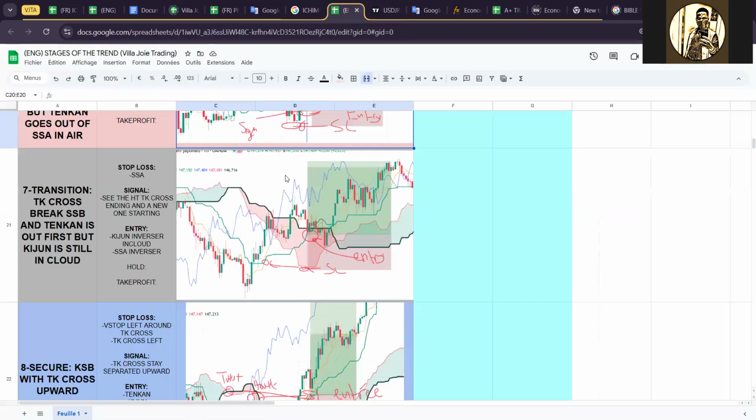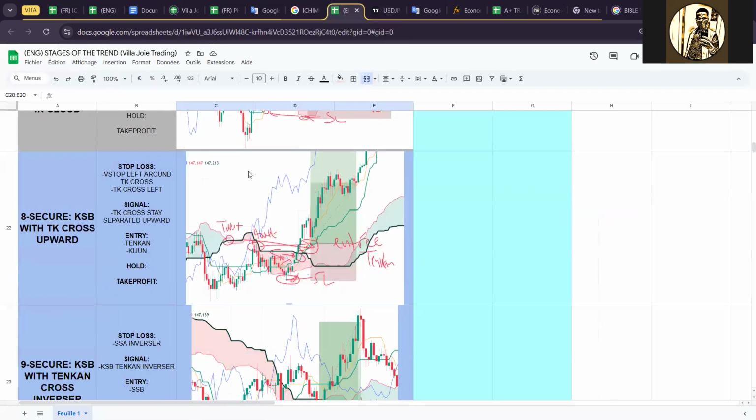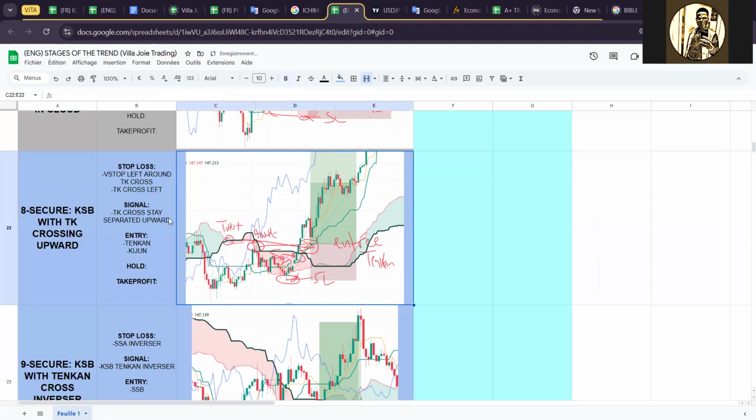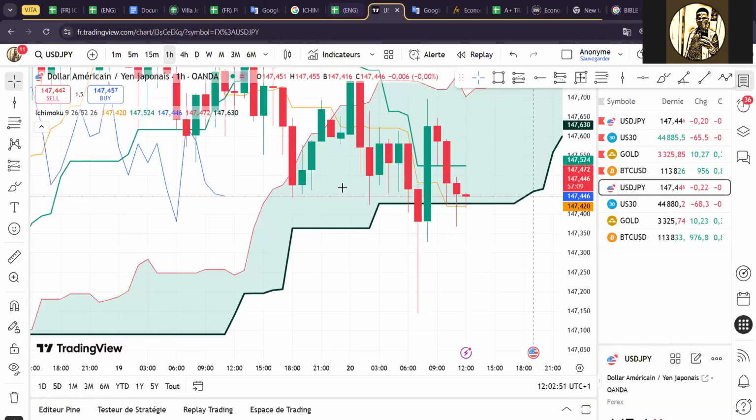Okay, so let's keep going. Now after the transition, we have the secure trend. The secure trend that is called KSB up. KSB with Tenkan crossing upward with Tenkan above. Okay, there is this signal that is Tenkan crossing upward.